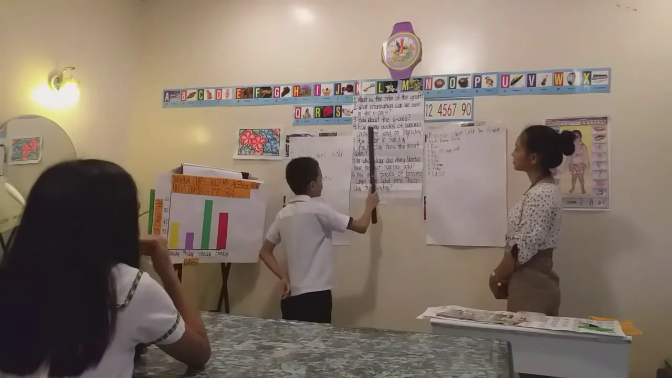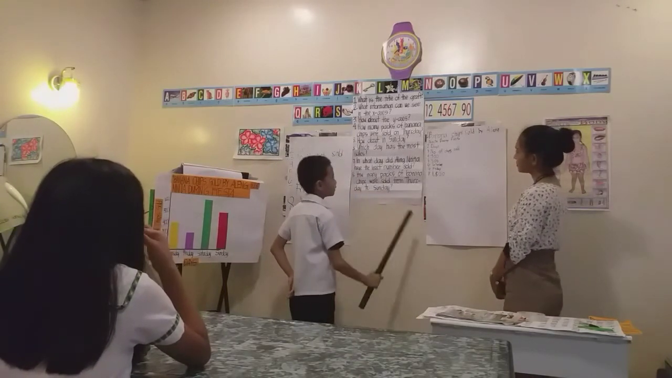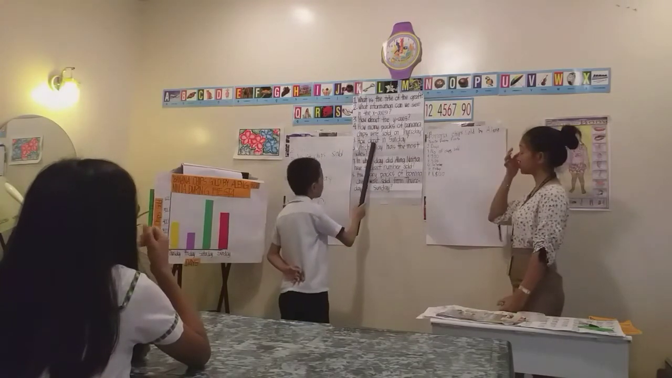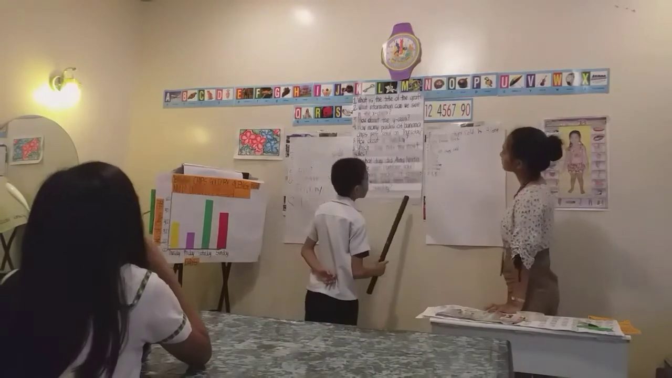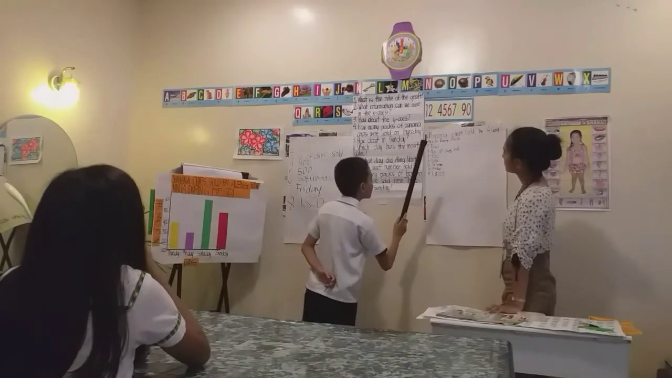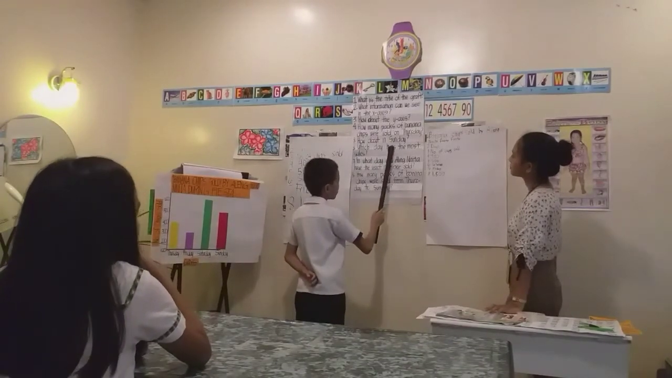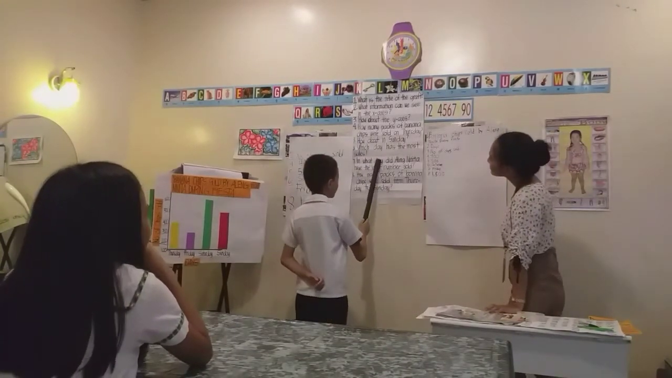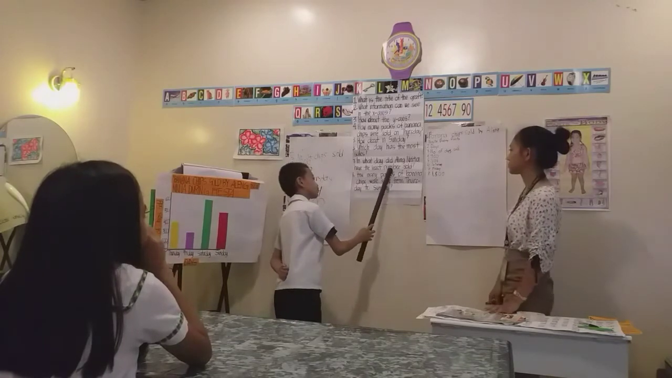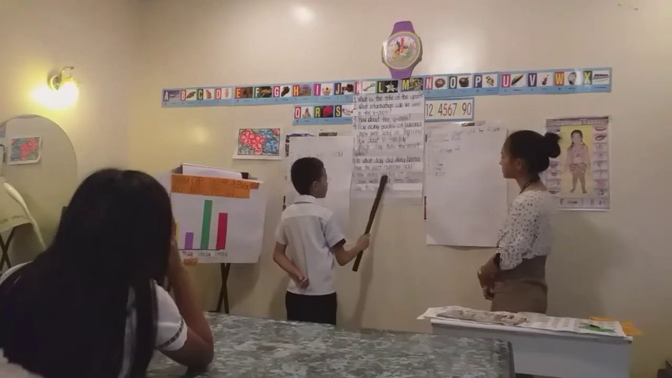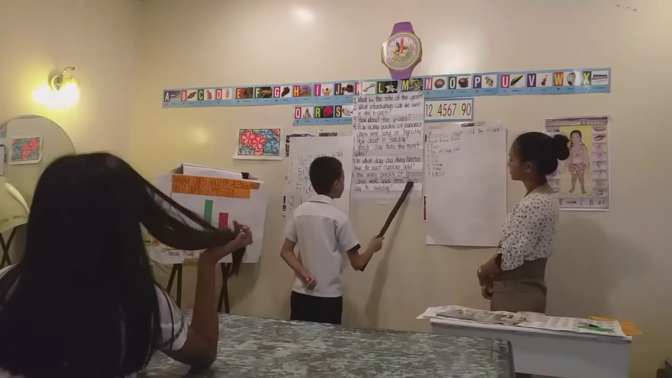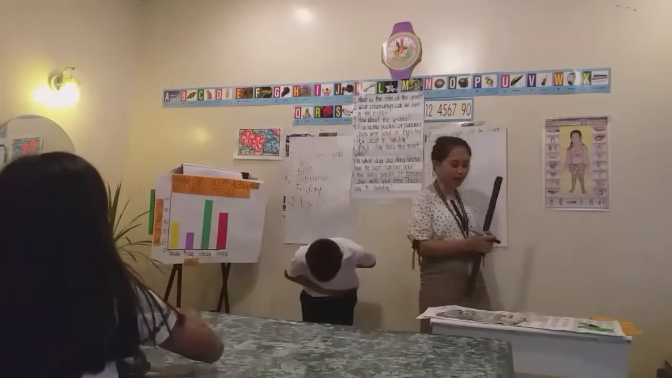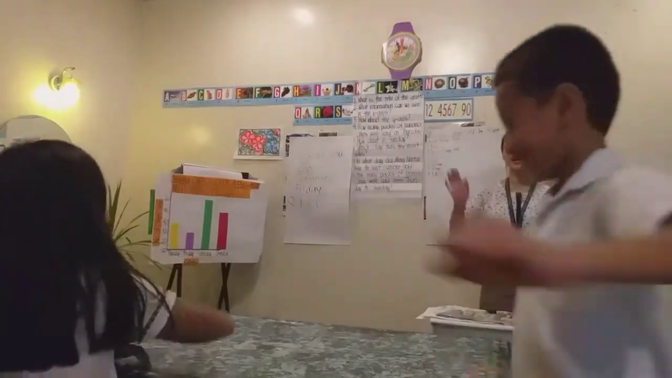How many packs of banana chips were sold on Thursday? 400. How about on Sunday? 100. Which day has the most sales? Saturday. On what day did Aling Ninita have the least number sold? Friday. How many packs of banana chips were sold from Thursday to Sunday? 1,800. Okay, very good. Thank you, Rafa. Let's give Rafa three claps.